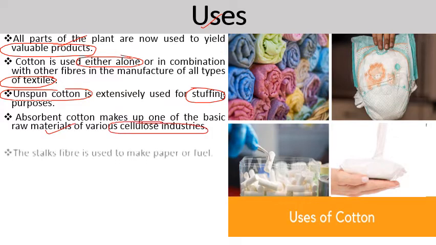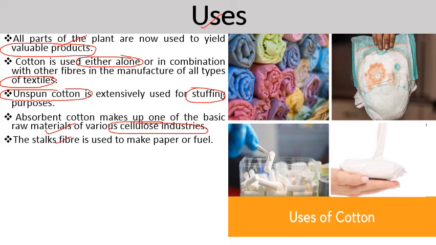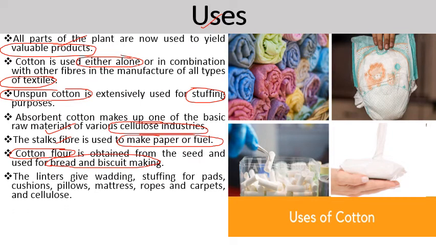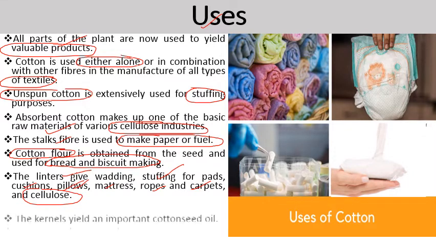In addition to this, cotton is also one of the basic raw materials of various cellulose industries. Then the stalks of the plant are used to make paper or fuel. Then cotton flour, obtained from the seeds of cotton, is used for bread and biscuit making. The linters give wadding, stuffing, pads, cushions, pillows, mattresses, ropes, carpets, and cellulose. These items are obtained from the linters or fibers.